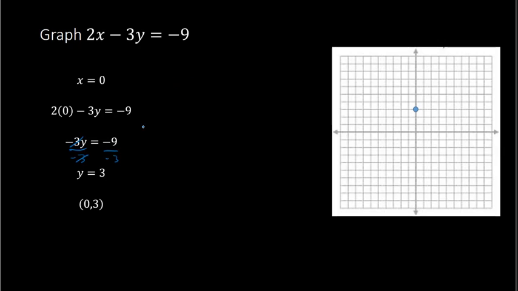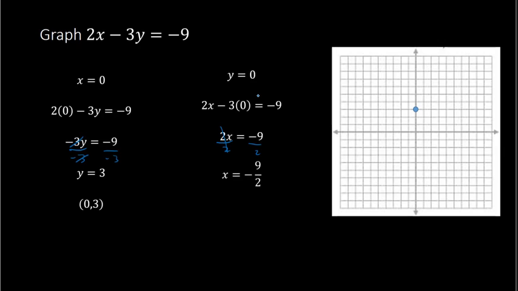Now to find my second point, I can plug some other number in. And let's plug a 0 in for y this time. So now we have 2x minus 3 times 0 equals negative 9. 3 times 0 is 0, so I have 2x minus 0, which is 2x. So 2x equals negative 9. I can solve by dividing both sides by 2. Now I have x on the left and negative 9 over 2 on the right.